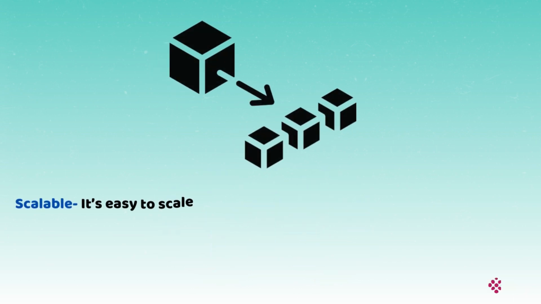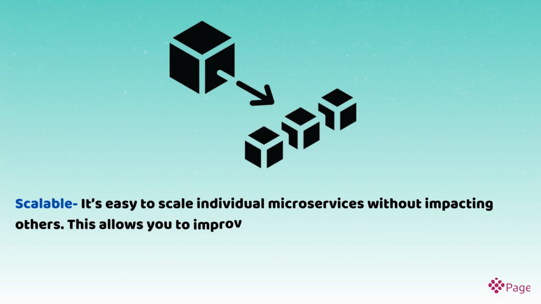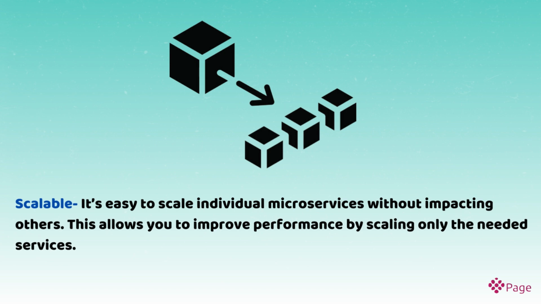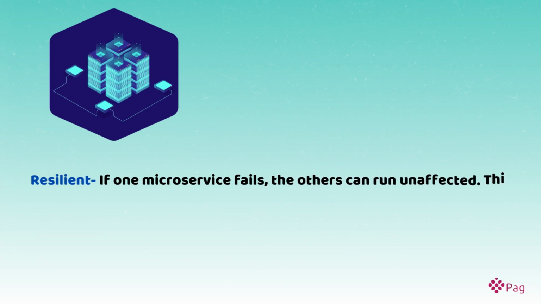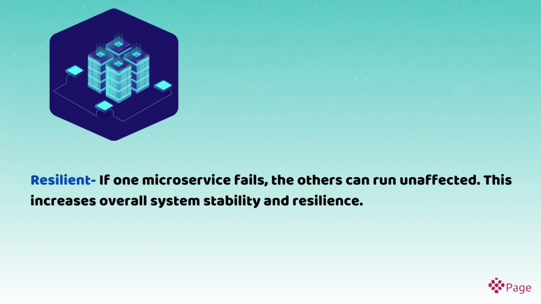Scalable. It's easy to scale individual microservices without impacting others. This allows you to improve performance by scaling only the needed services. Resilient. If one microservice fails, the others can run unaffected. This increases overall system stability and resilience.